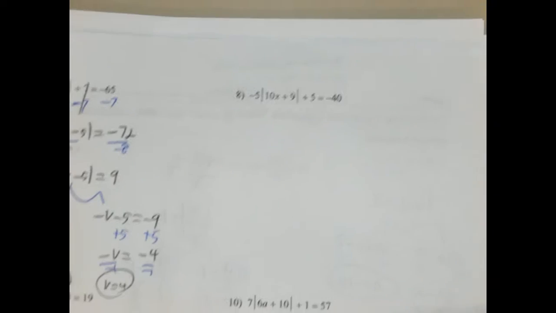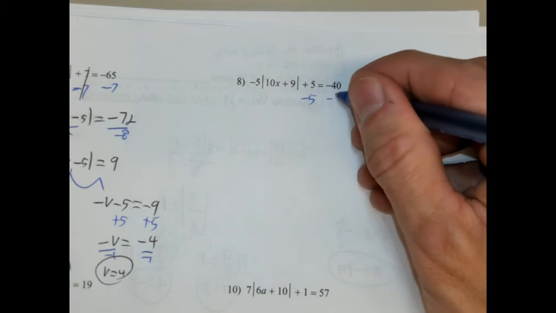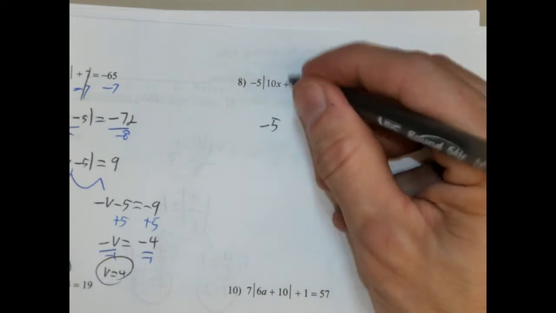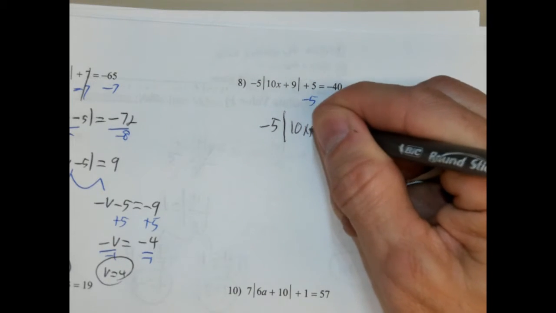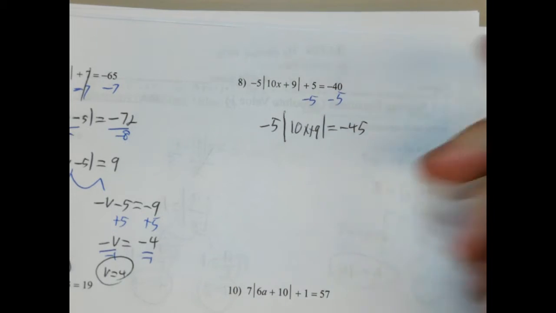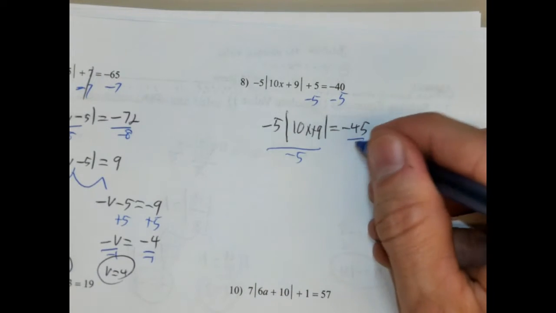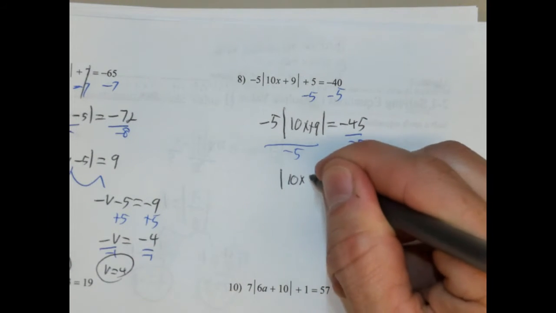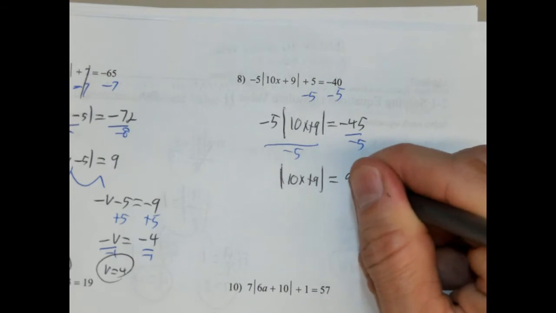Okay. Here, same deal. We're going to get rid of the constant thing. I guess it's not a constant, but I'm thinking of it as a constant. We think of this as a variable. 5 times the absolute value of 10x plus 9. And then negative 40 minus 5 would be negative 45. Let's divide both sides by negative 5. And the absolute value of 10x plus 9 is going to be positive 9.